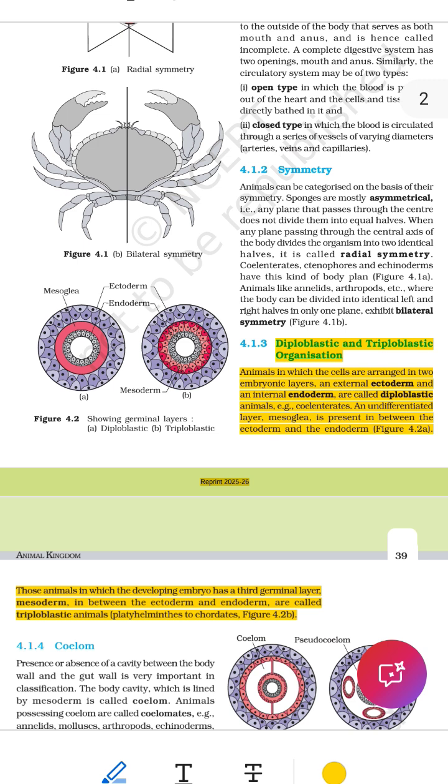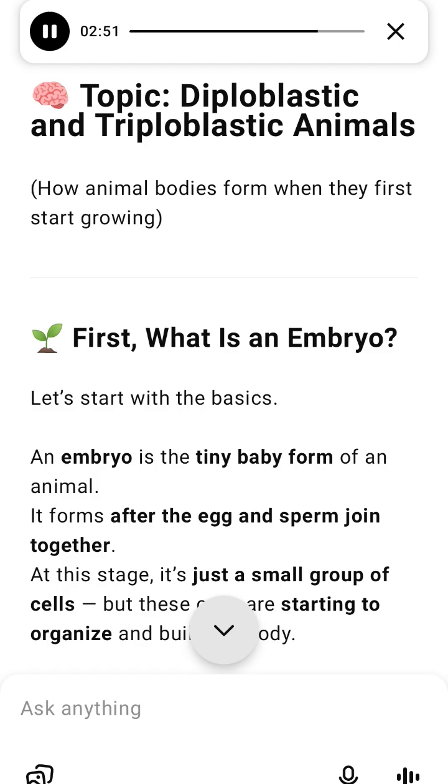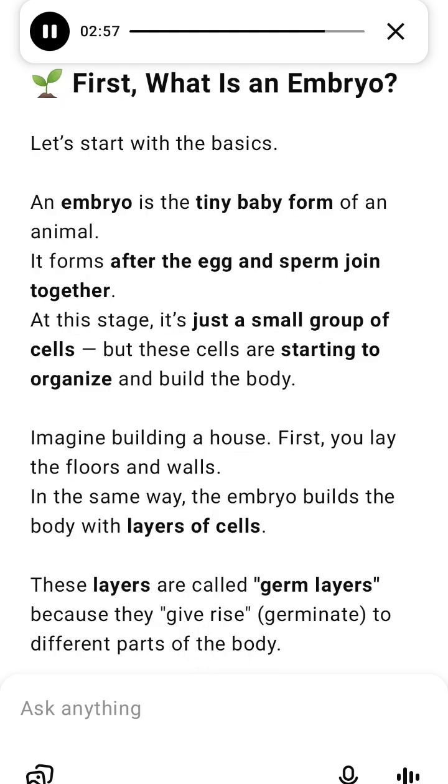1, ectoderm, the outer layer. 2, mesoderm, the middle layer. 3, endoderm, the inner layer. What is diploblastic? Diploblastic animals have only 2 germ layers. 1, ectoderm, outer. 2, endoderm, inner.